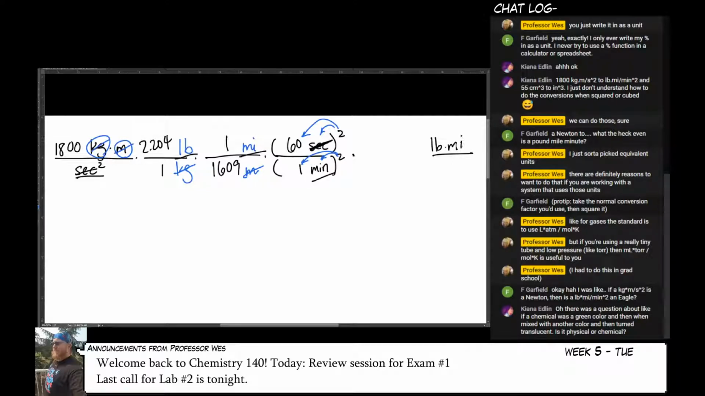There we go. So I'll punch it in the calculator. What do we get? 1,800, 2.204, 60 squared, 1,609. And I should have two sig figs, which would be 8,900 of this unit. There you go.